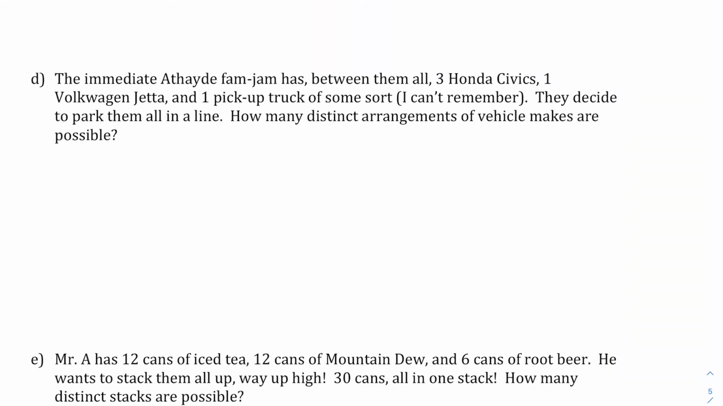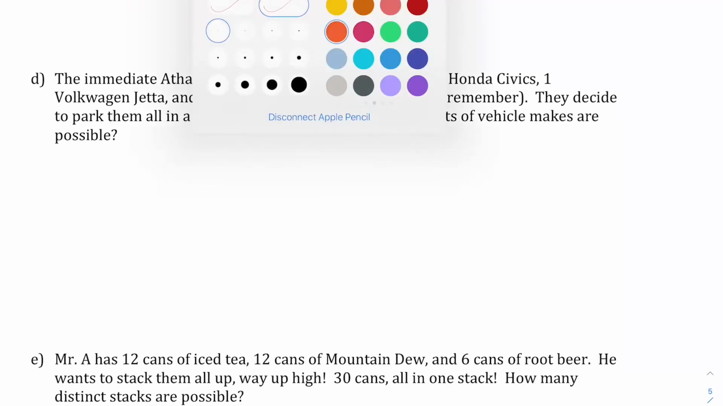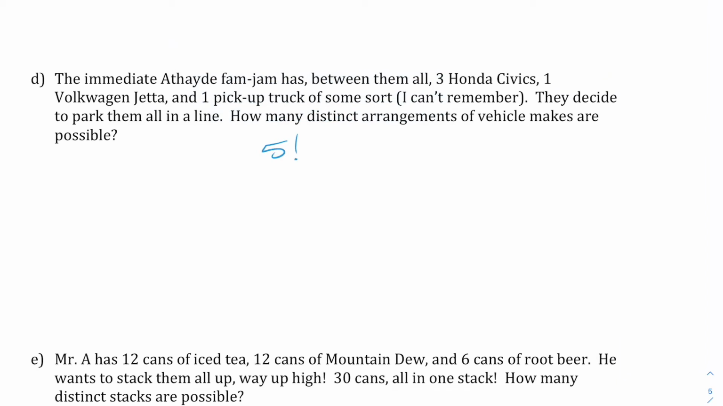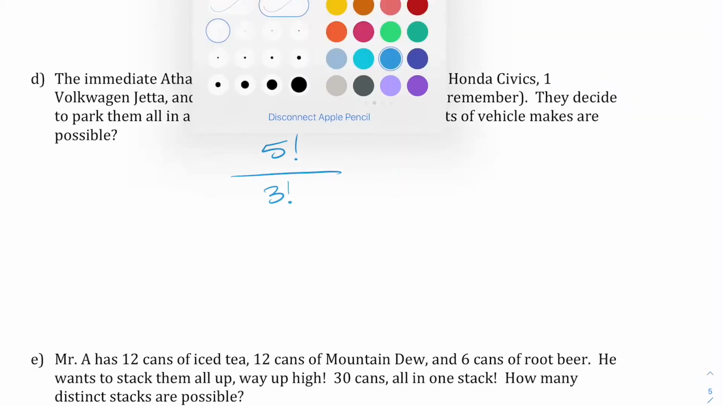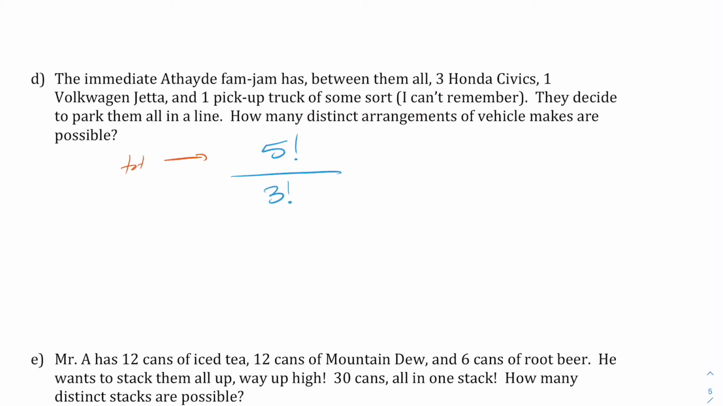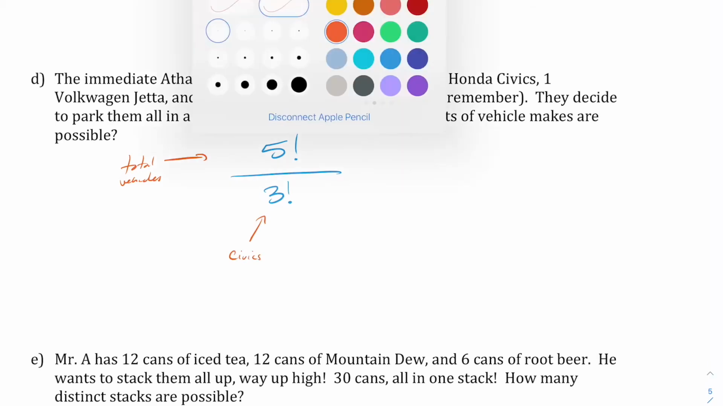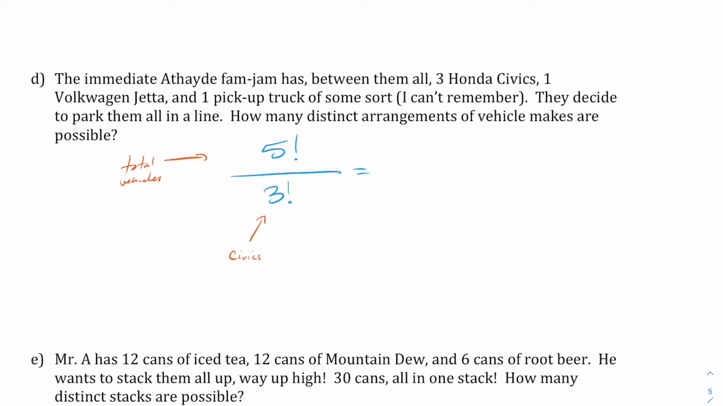Alright. Pretending that all these Civics are exactly the same, how many distinct arrangements of vehicle makes are possible? There are 5 vehicles in all. We've got 3 Civics, but no duplicates of anything else. So that's that. Here's our total of vehicles. And that's us accounting for Civics. Our value here is 20. There are 20 ways.